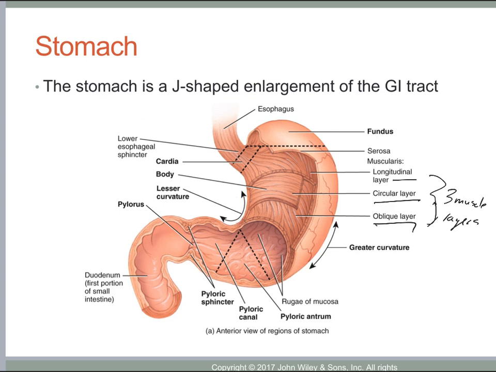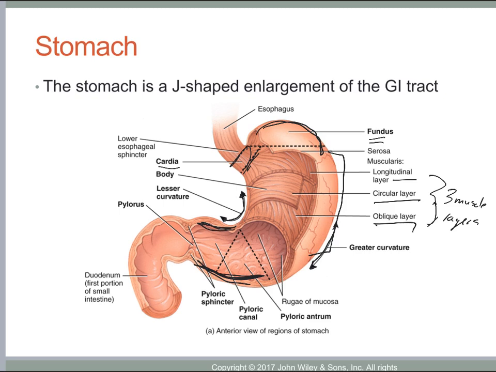Where that esophagus touches that stomach, we have our first region, which is known as the cardia. The big bulbous portion is known as the fundus. The major portion of the stomach is the body. This J-like portion here is known as the pylorus. And we have our curvatures that we've outlined before, our lesser curvature followed by our greater curvature.